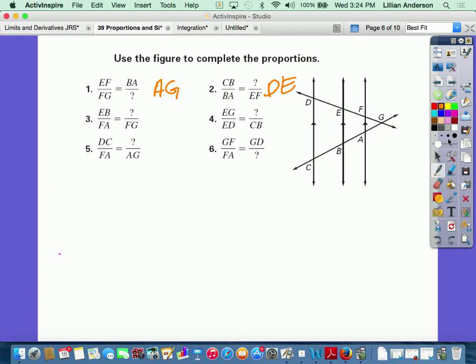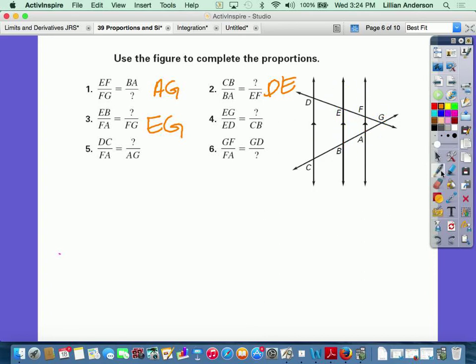Let's keep going. For the next one, it says that EB over FA is equal to what over FG. Well, I'm looking for the same corresponding part that lines up with FG, and that would be EG. And you repeat this all the way through.